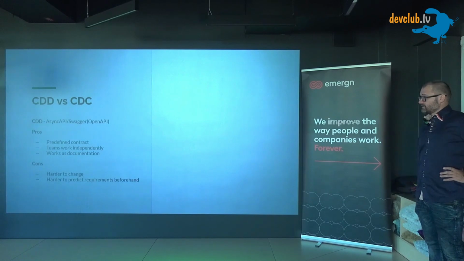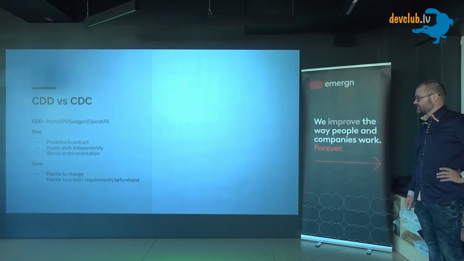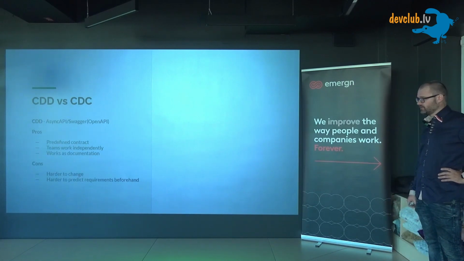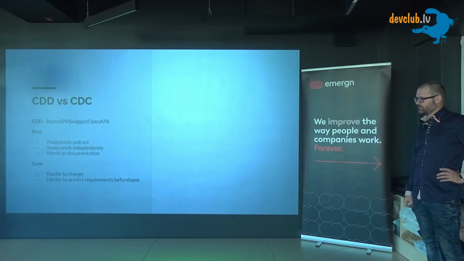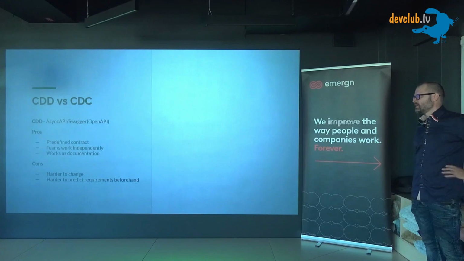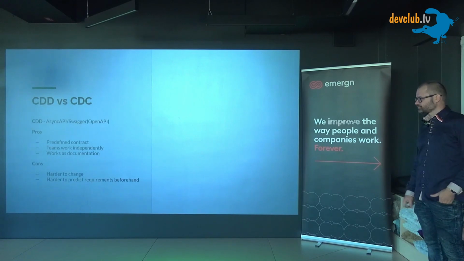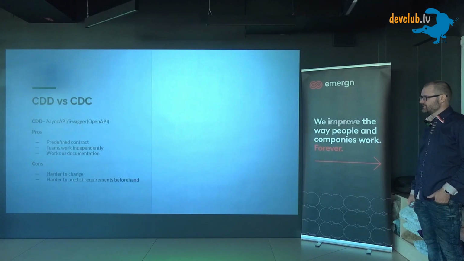But it's like cons, in my opinion, it's harder to predict requirements beforehand. So in our case, we actually do not know what data our microservices actually will need, what we need to include in our events. So it's hard to define the schema and change it later. So that's one of the minuses of CDD.